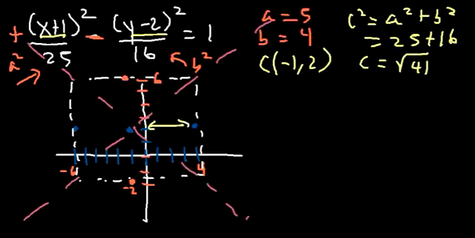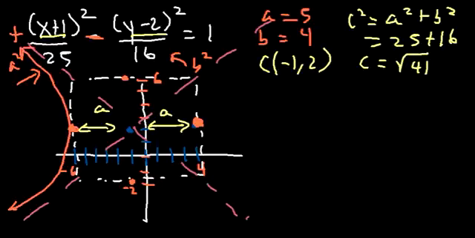Now this is the value of a, same as here. So a is horizontal this time, just like last time. By the way, this is called the transverse axis. And the graph is going to touch at those 2 points. So it should look something like this.